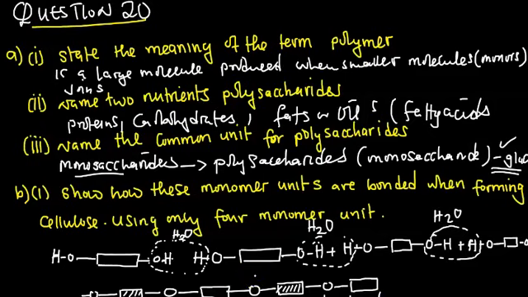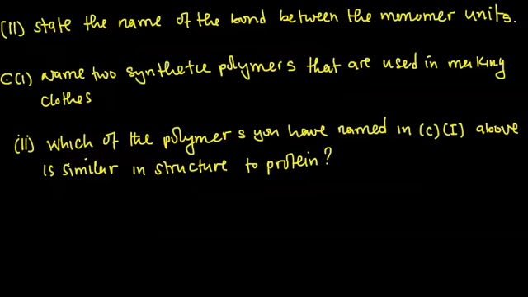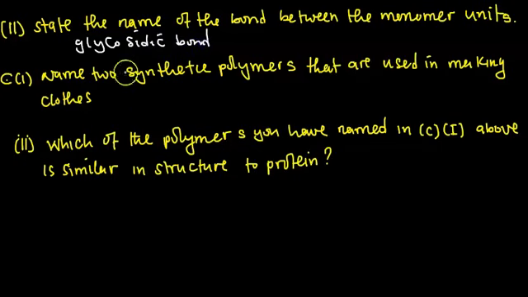Okay, let us look at if we have some more questions. State the name of the bond between the monosaccharides or the monomer units. Okay, we've already given it. It's called the glycosidic bond.